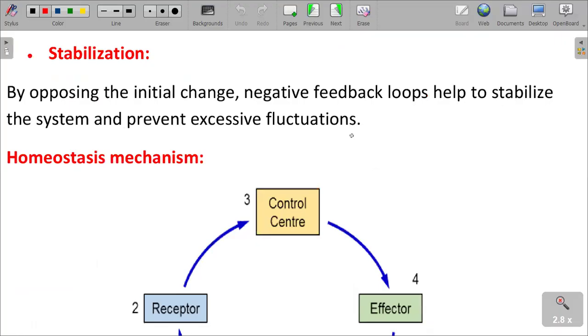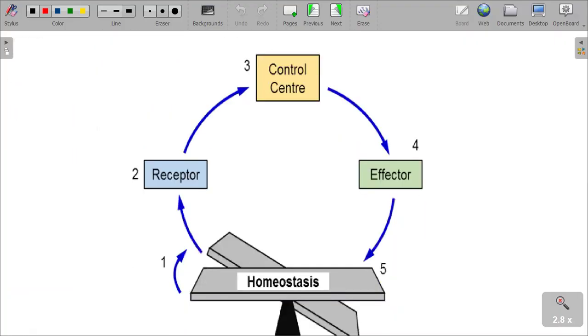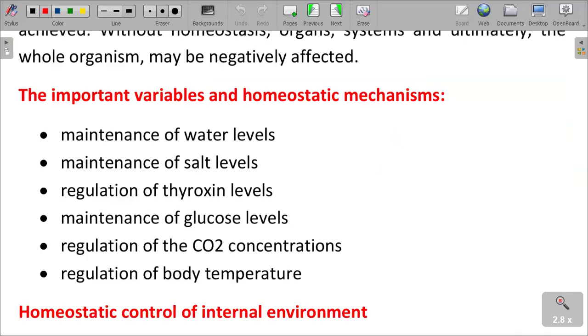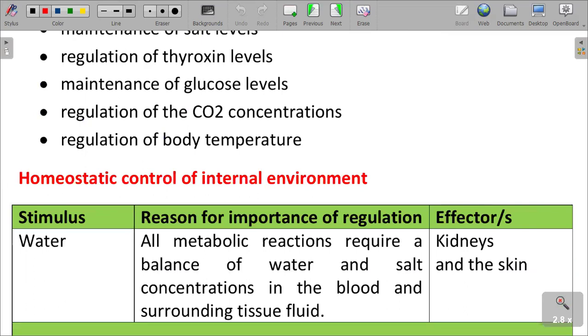We talk about the homeostasis mechanism. Of course, the first and foremost one is negative feedback. We want to understand how negative feedback works and also the coordination of processes and systems inside the internal body system for the balancing of homeostasis. We are going to look at the various important variables and homeostatic mechanisms, like balancing of water, salts, regulation of thyroxine levels, regulation of carbon dioxide concentration, and also body temperature. We're just going to discuss them right now in this presentation.